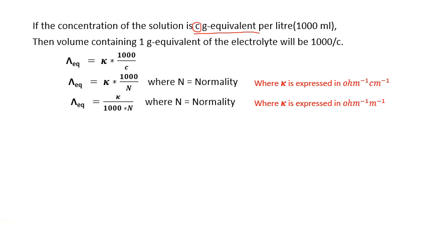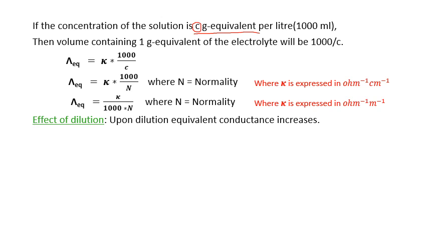Next, effect of dilution. Upon dilution, equivalent conductance increases. Earlier we have seen that upon dilution conductance increases. Upon dilution, equivalent conductance increases, while upon dilution specific conductance or conductivity decreases. Very important.